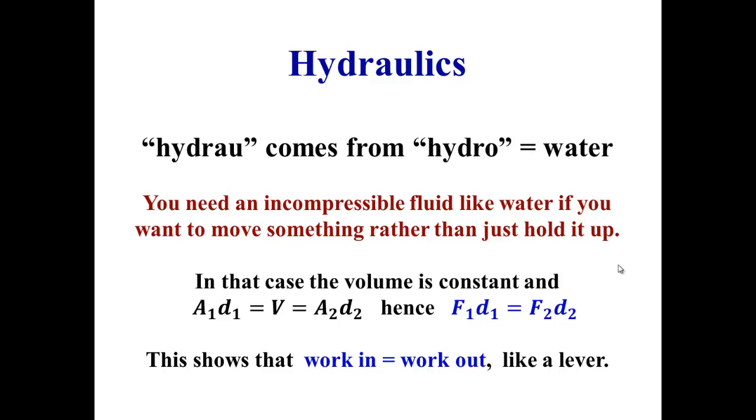And if the volume is constant because the fluid is incompressible, you get a second relationship that A1D1, the volume, must equal A2D2. And that gives us an expression that the distance the first piston moves times the first force equals the distance the second piston moves times the second force. That tells us that the work input, F1D1, equals the work output, F2D2, so this acts exactly like a lever, where the force is amplified when you have a larger area, but that force has to act through a smaller distance.